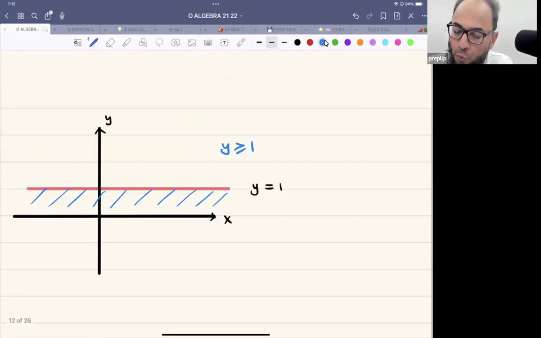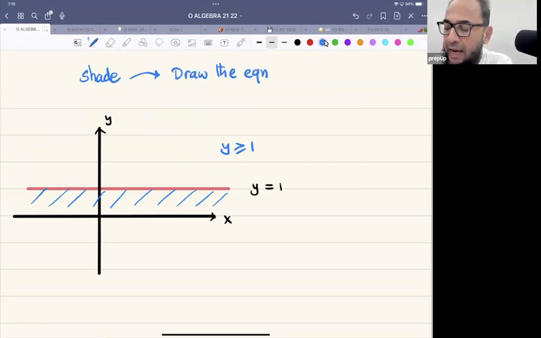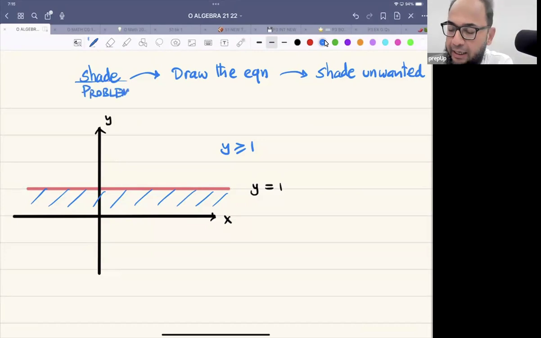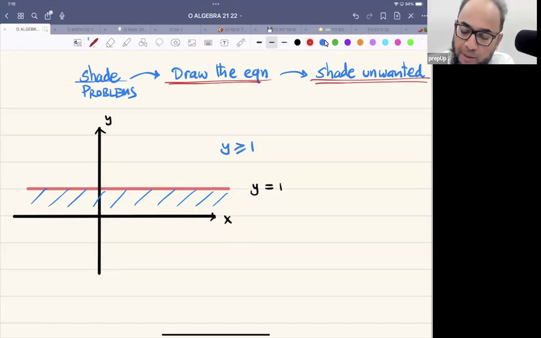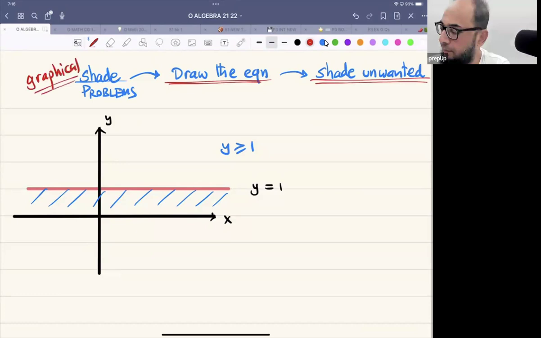That means if I want to shade a region, I should first draw the equation and then I should shade the unwanted region. So shading problems are like this. First draw the equation, shade the unwanted region, and then you have solved the inequality graphically. So graphical shading problems are like this. Okay, now let me just have a look if there is any issue.